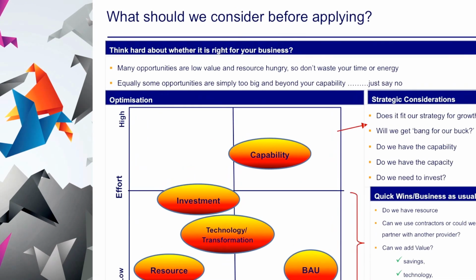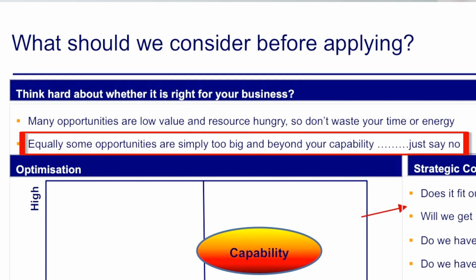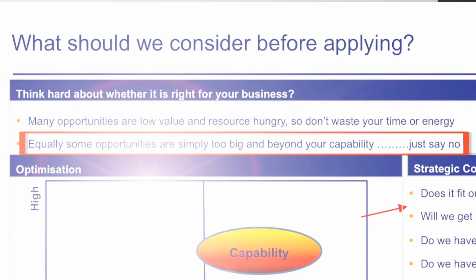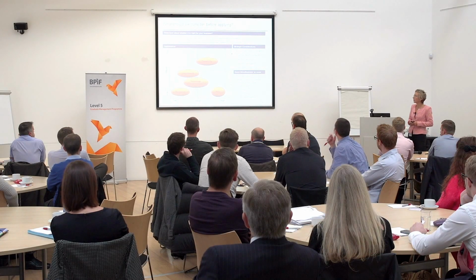Many opportunities are really low value, and they're actually quite resource hungry. So you have to question whether that's really what we want for our business. And some of them might just be that it's too big. So, we look at a contract and we look at the value of it, and do we actually have capability? Well, probably not. So we're best to walk away. And that's a really important thing to consider before you actually enter into applying for the contract.